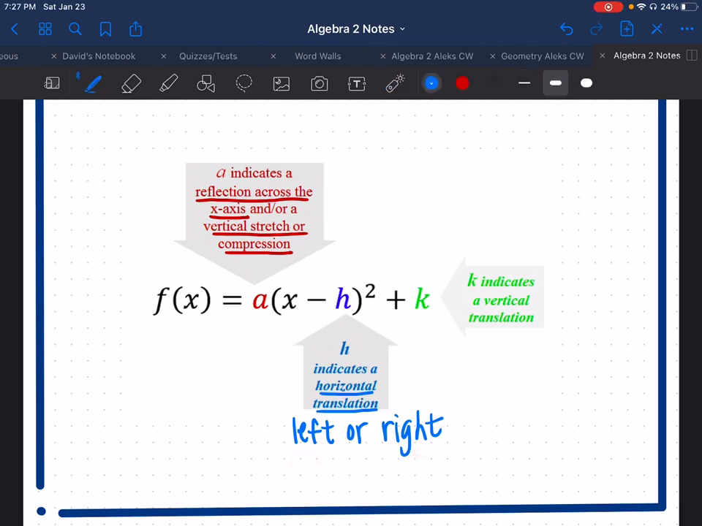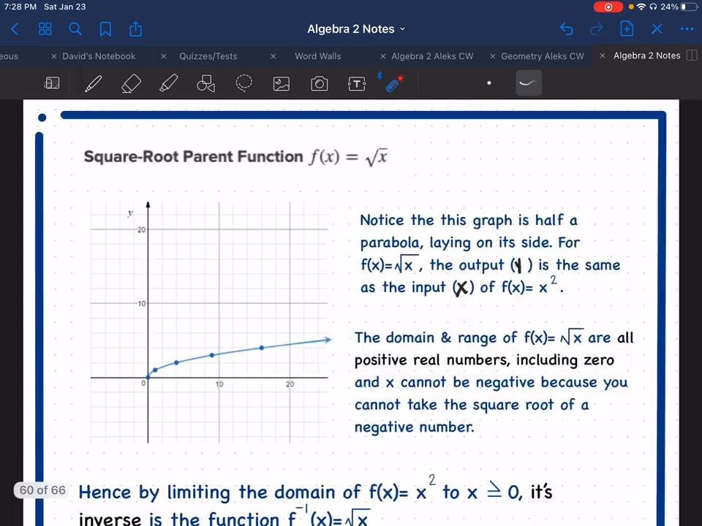The last one we have is our K at the end, and it indicates a vertical translation, or a movement up or down. This one is not being tricky because it is outside of the function, outside of the parent function of the square in this case, and up is going to be positive plus and down is going to be minus. Same thing, okay? All right, let's go ahead and take a look at our square root parent function.